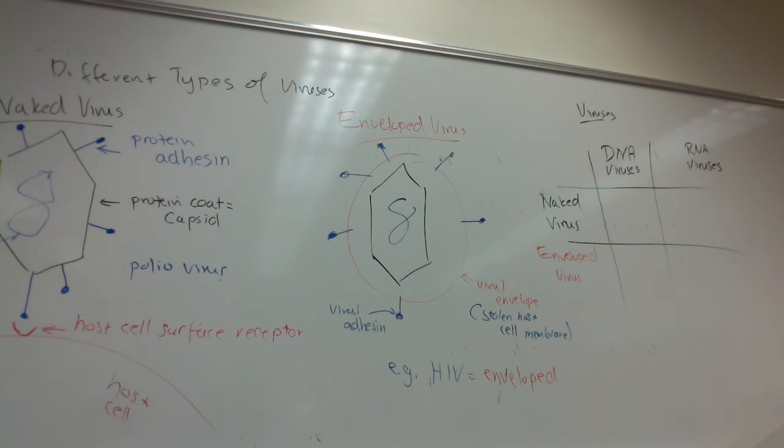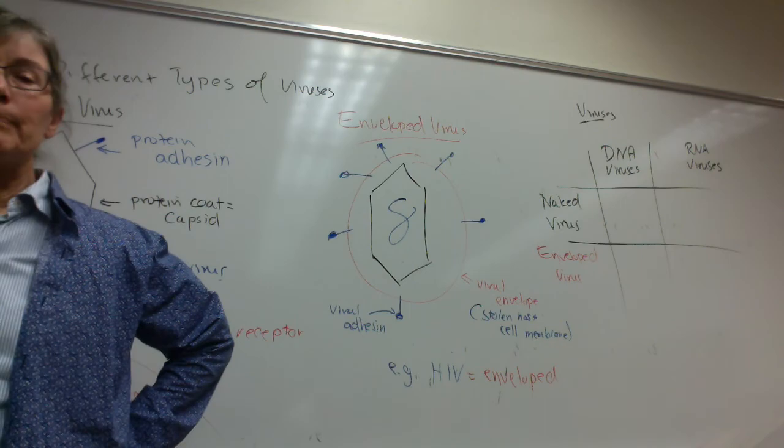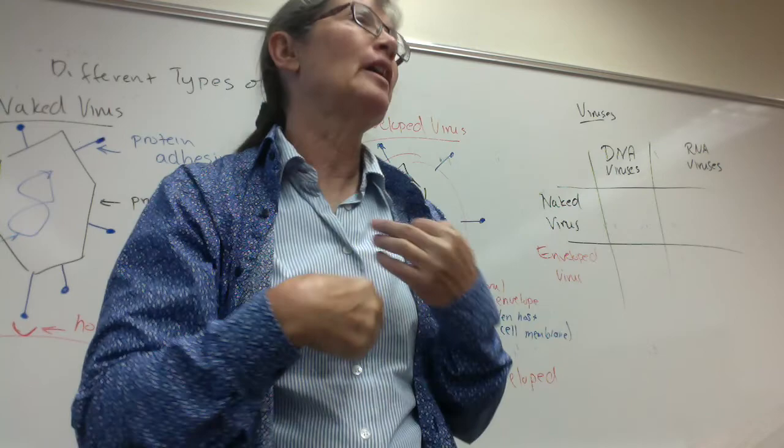Okay, is that enough? We can stop right now. Let me just see where we're at, big picture-wise. We'll give some examples of naked and enveloped viruses. And then on Monday, we'll do bacteriophage replication. It's a great model for the replication of human viruses. So we'll go through bacteriophage replication, then human animal virus replication.